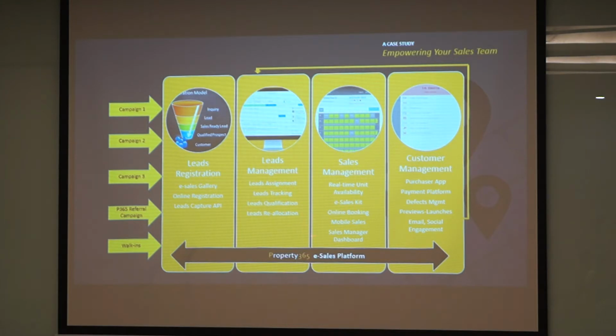We also have a sales management system whereby there is real-time units availability. I have mentioned it earlier just now. It is a platform whereby you can actually check and see which units are available. If it's not available, then it will be grayed out. If it's available, it's green in color. If all your salespersons are using the same platform, even your appointed agencies as well, they will be seeing the same thing.